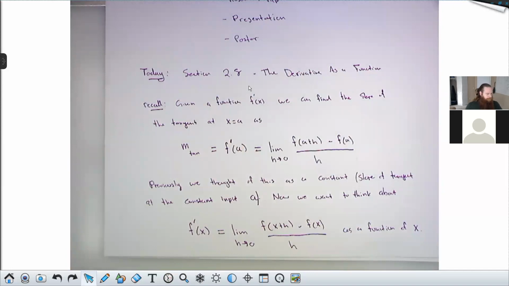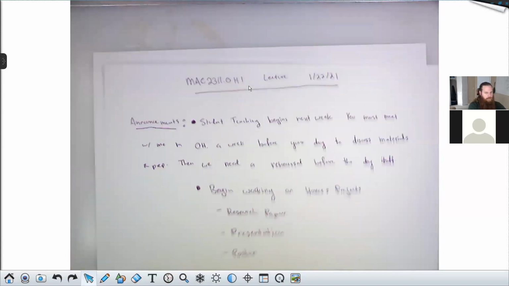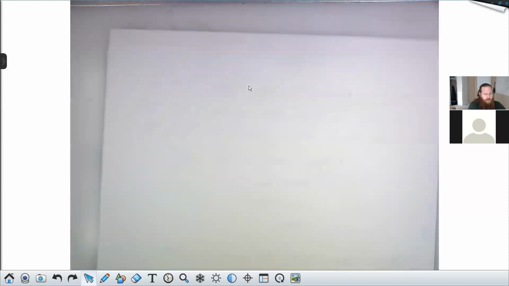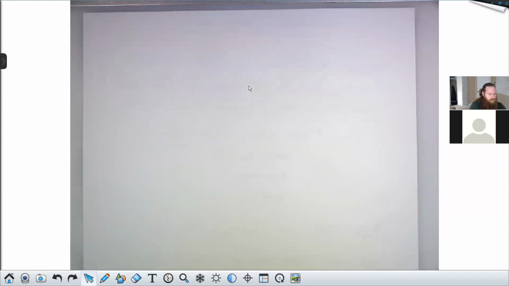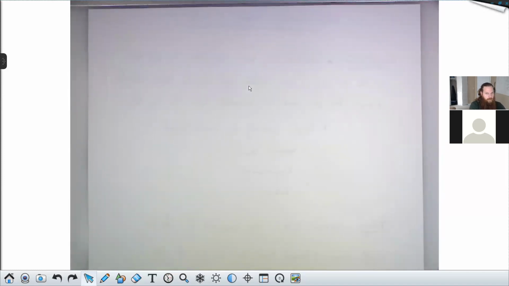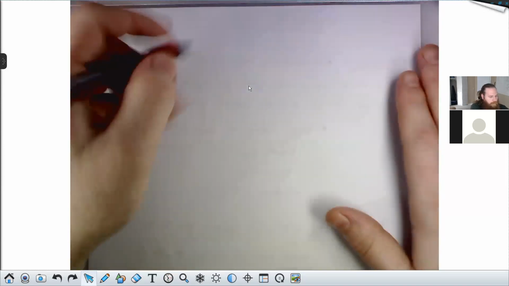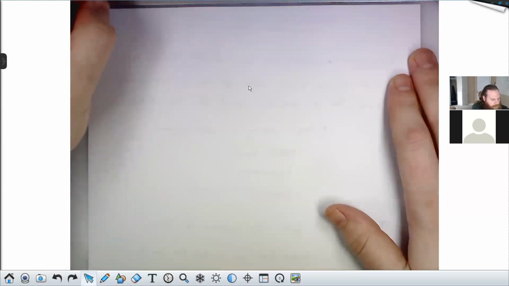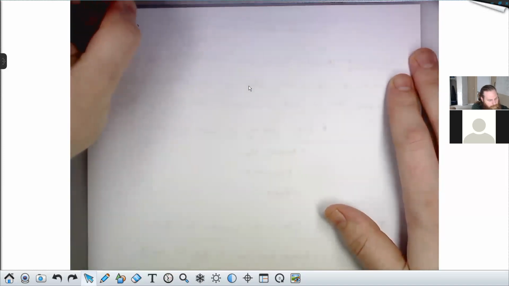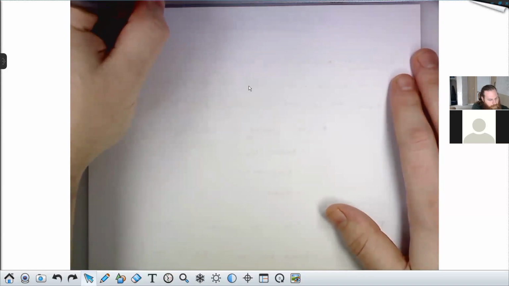So let's do it. I'm going to give us a specific function, f of x. Rather than calculate, we're going to approximate the slopes of the tangent lines, and we're going to use that to sketch a graph of this thing called f prime. So our first example for the day, let's have f of x be x squared.